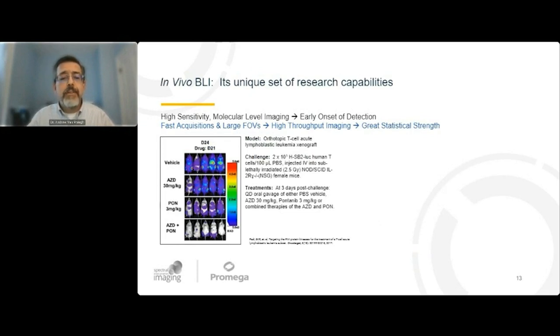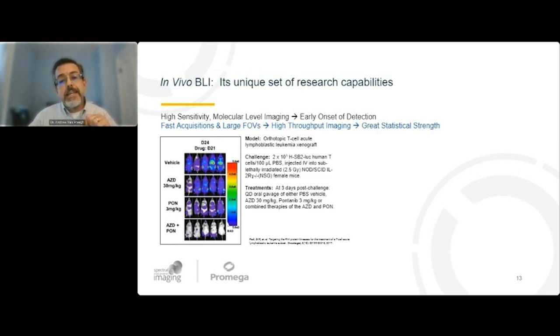So here's an example case scenario where what we're looking at is an aggressive T-cell leukemia model. The mice were NOD SCID mice that were irradiated non-lethally, essentially wiping out their immune system, and then challenged with human T cells that were previously transduced to express luciferase. On day 3 of the study, the mice were grouped and given various different treatments over a 21-day period. And on day 24 of the study, you can see that the combinatorial therapy of the test drug, AZD, and the standard of care, ponatinib, a tyrosine kinase inhibitor, significantly reduced the detectable signal.